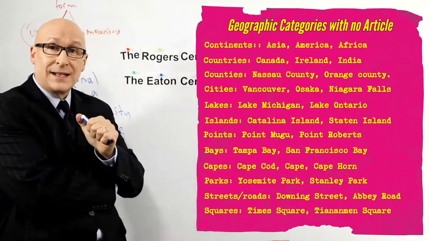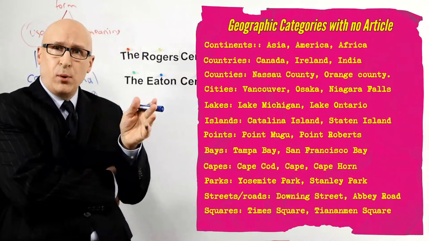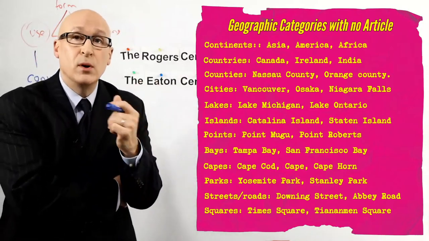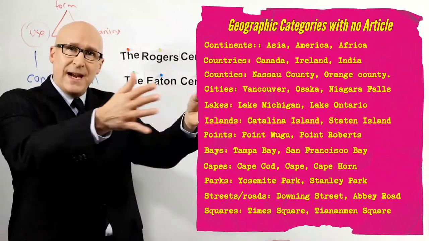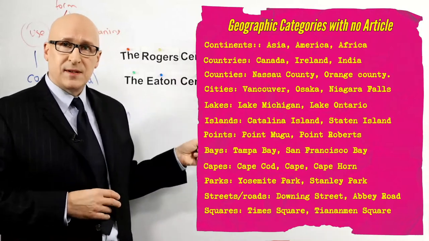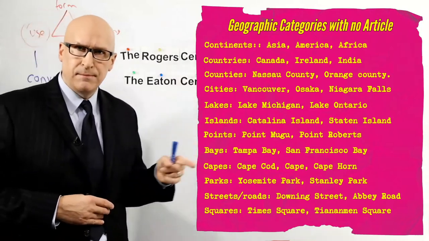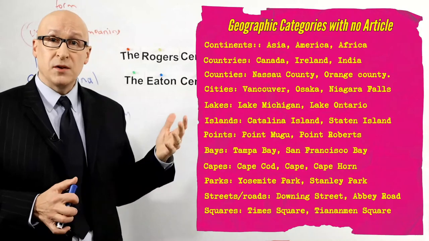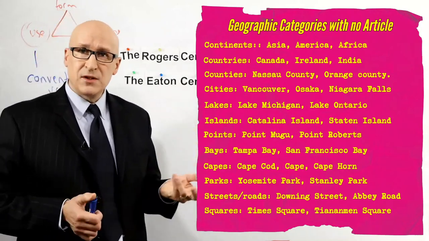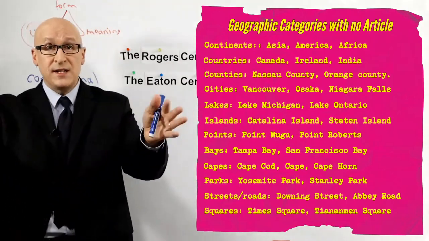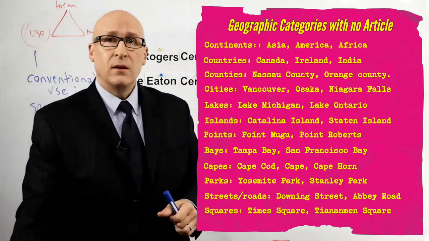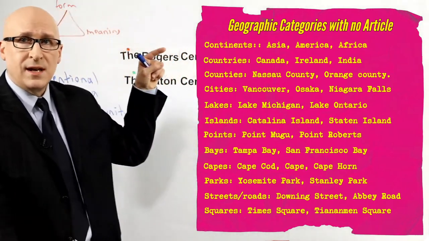Island names, like Catalina Island or Staten Island. Points of land that go into the ocean: Point Mugu, Point Roberts. Bays in the ocean, right? Tampa Bay, San Francisco Bay. Capes: Cape Cod, Cape Horn, Cape something there. Parks like Yosemite Park, Stanley Park, and streets and roads like Downing Street or Abbey Road. And also some cities have a town square, like Times Square or Tiananmen Square. Okay? These geographical categories have no article.